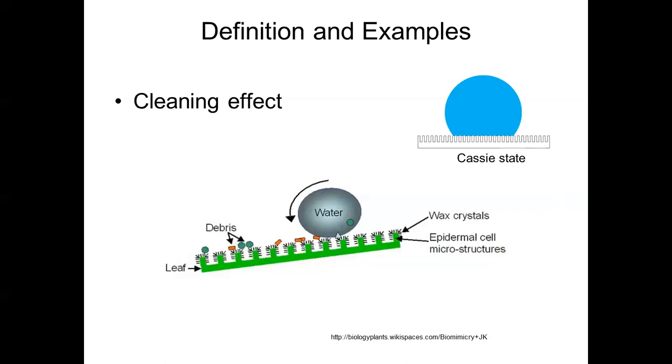We can also model this mathematically, or in the past it's been modeled as the Cassie state, where the water droplet actually sits on these small structures and is supported by these small structures, prohibiting wetting on the surface. So what this does is it keeps the water from wetting on the surface, and it's able to bead off rather quickly. So I guess this is the goal of a lot of people, to have a self-cleaning surface that doesn't wet.